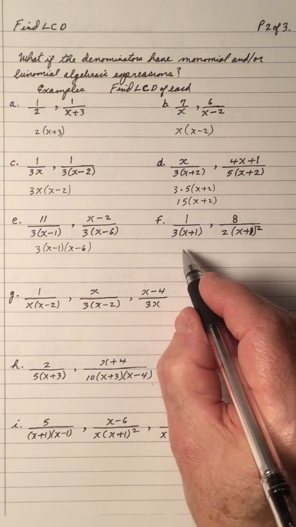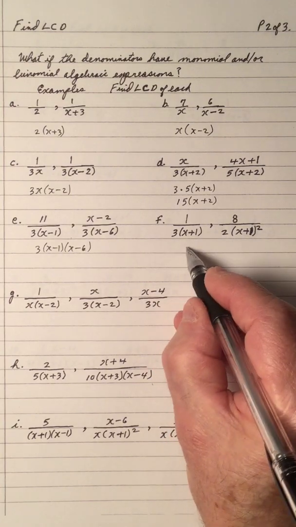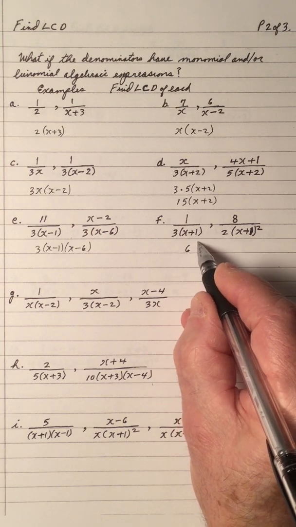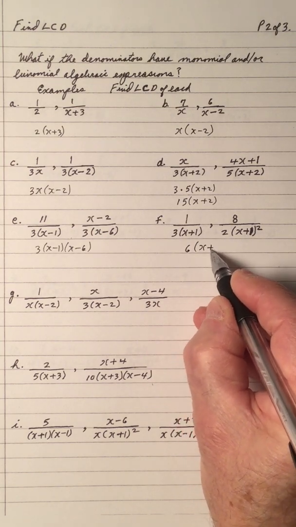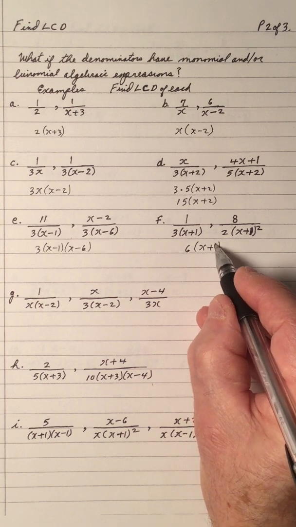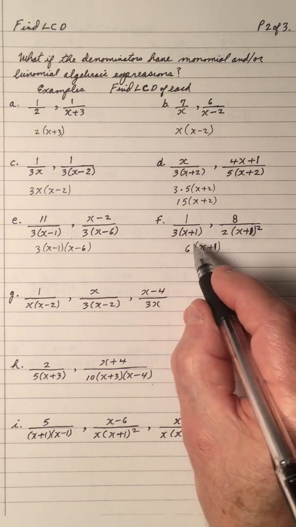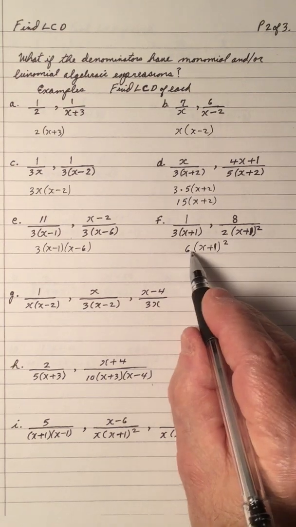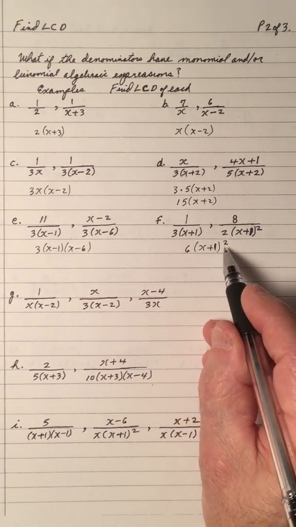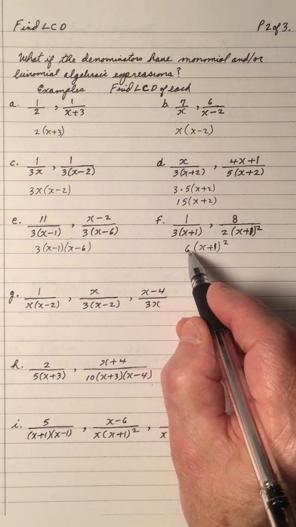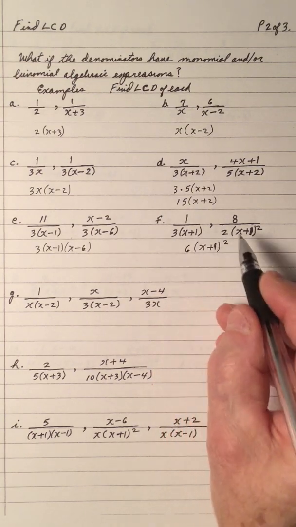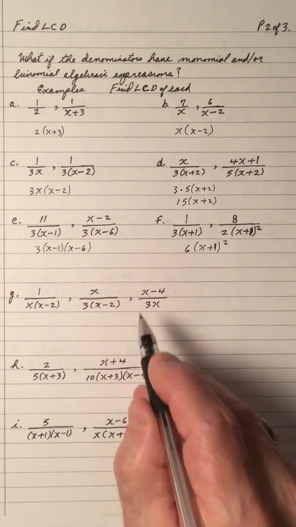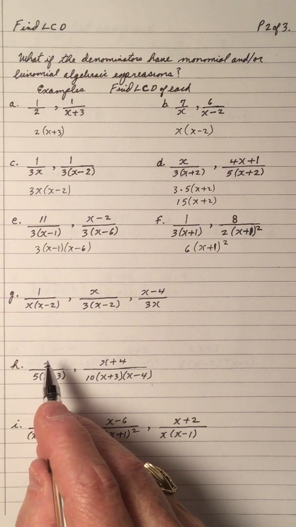F, common denominator for 3 and 2 is 6. I have to have a 3 and a 2, so 6 is my LCD. I have to have an x plus 1 as a factor because it's there and there. But the highest power of x plus 1 is a 2. So that's my LCD, 6 times x plus 1 squared. The 3 is in 6, yes. x plus 1 is right there. The 2 is in 6, yes. x plus 1 squared is right there. So that's the LCD for these two.